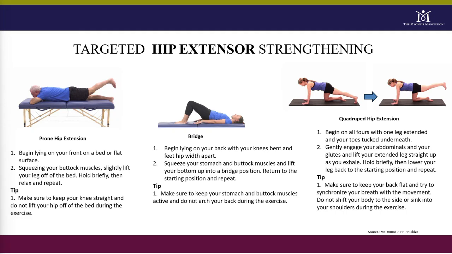First one is the prone hip extension. It's basically while you're laying down on your stomach, before you lift your leg up, squeeze your butt first, and then slightly lift your leg off of the bed. Hold it there for 5 seconds or so, and then relax and repeat.